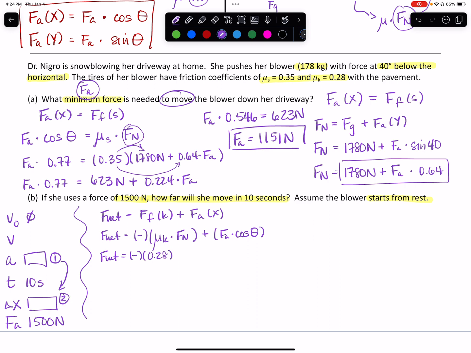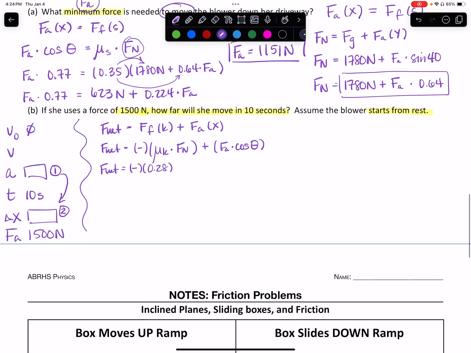Now the normal force, as we saw before, is equal to the gravitational force plus the y component of the applied force. So you know what? Maybe I'll just do that down here. Fn is going to be equal to 1,780 newtons plus 1,500 newtons times the sine of 40 degrees. If I plug that in and then add the two together, I find that my force value, what did I do wrong here?